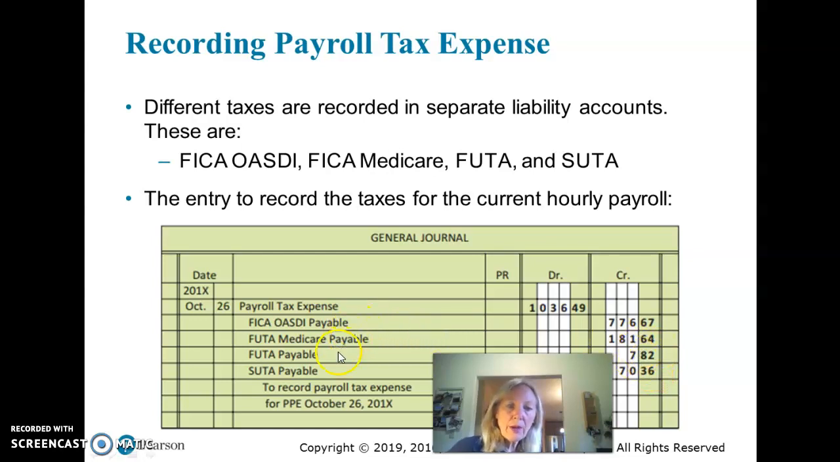Okay, so these are all payables. In other words, they all go other places. I owe Social Security and Medicare, and I owe the federal and state unemployment tax collectors this money. So these are all payable, and this is your total tax expense. We're keeping track of that because we always have to have our debits and credits. So this is the total amount.